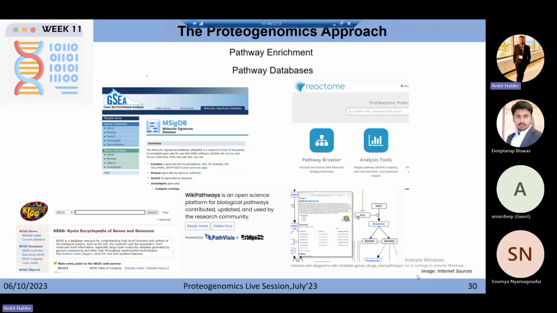Then the functional annotation, functional networks. What are they associated with? And is it a random network or a scale-free network, biological networks, or what kind of networks? All those things we have discussed.